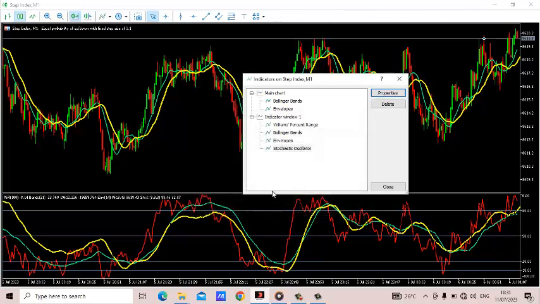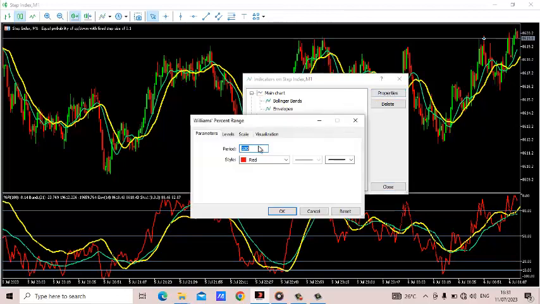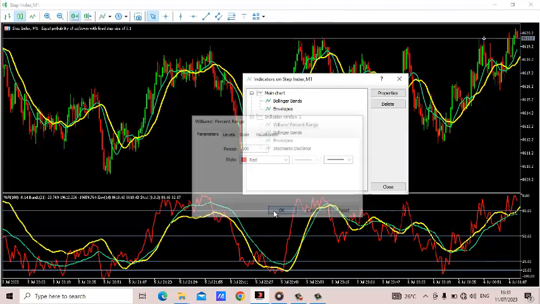You click done. Then inside your stochastic, we have the Williams Percent Range. That is the red line that I was talking about, that does the crossing upward or downward. The period is 100. The style is red color. That's all, no levels. You click done.